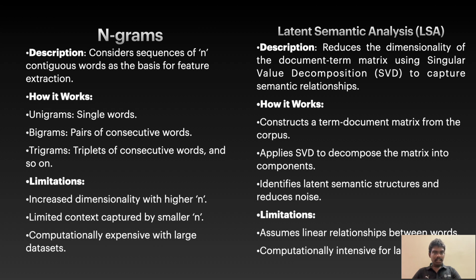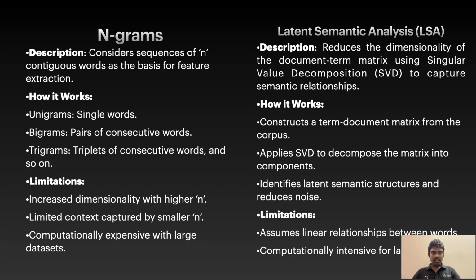So latent semantic analysis reduces the dimensionality of the document-term matrix using singular value decomposition to capture semantic relations. How it works: it constructs a term-document matrix from the corpus, applies SVD to decompose the matrix into components, identifies latent semantic structures, and reduces noise. The limitations are that it assumes linear relations between words and is computationally intensive for larger datasets.